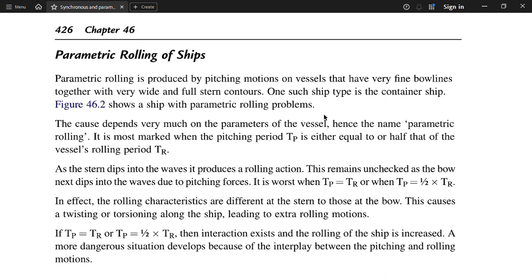The cause depends very much on the parameters of the vessel, hence the name parametric rolling. It is most marked when the pitching period, that is TP, is either equal to or half that of the vessel's rolling period. Earlier we described the rolling period as TR. Here TP can be equal to, but is generally half of, the vessel's rolling period TR.